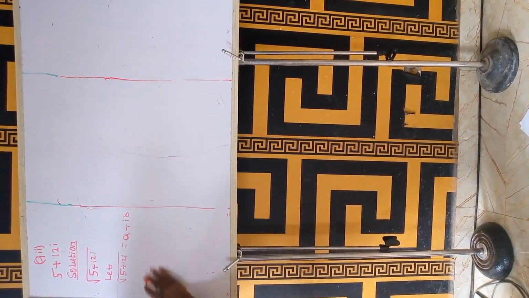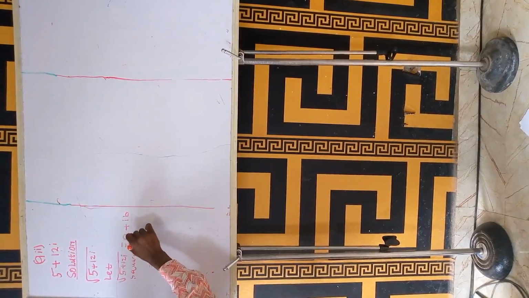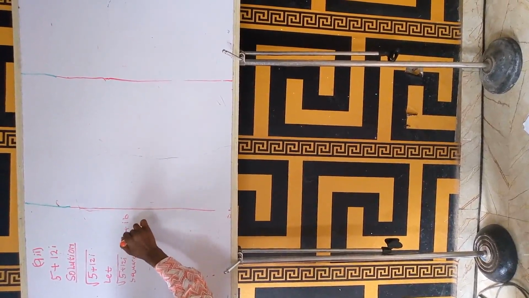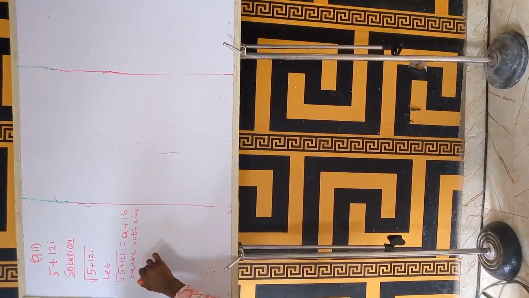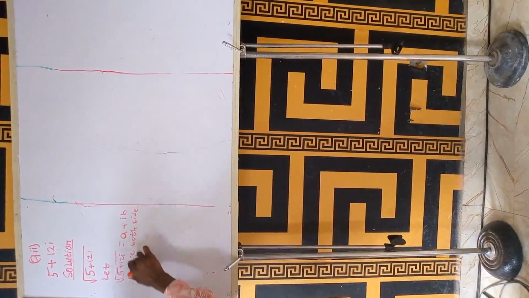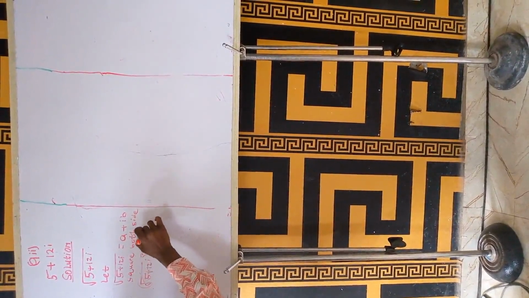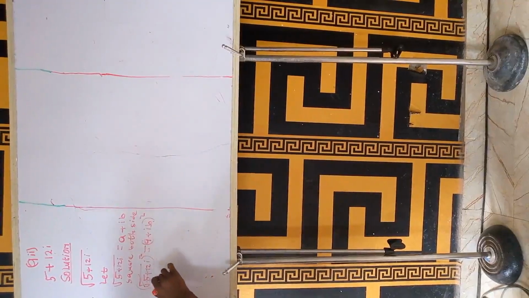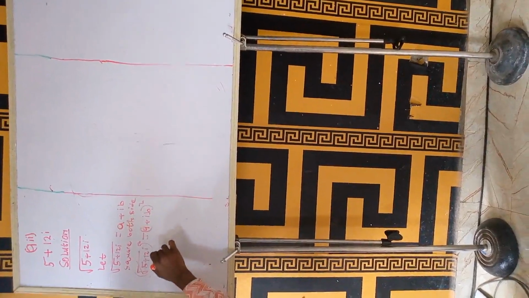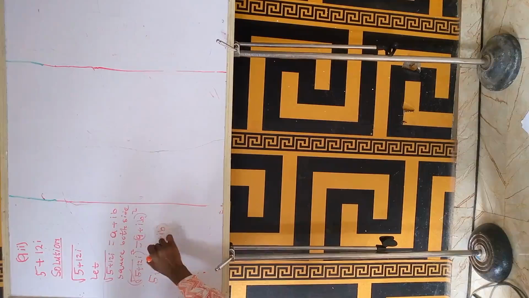And for me to eliminate this square root, I will have to square both sides. When I square both sides, I have the square root of 5 plus 12i all squared. This one cancels this one. Therefore, I will have what? A plus ib all squared also. So 5 plus 12i equals a plus ib squared.